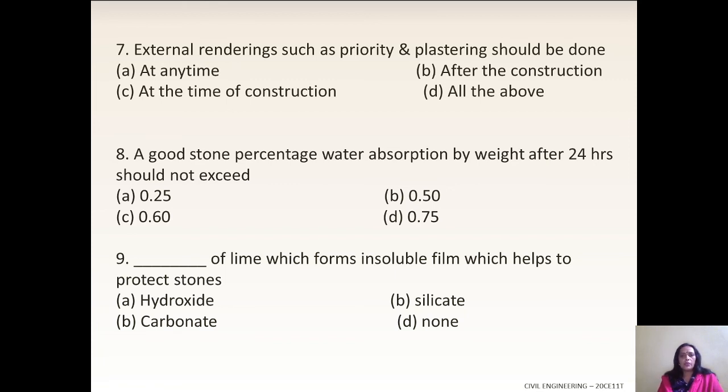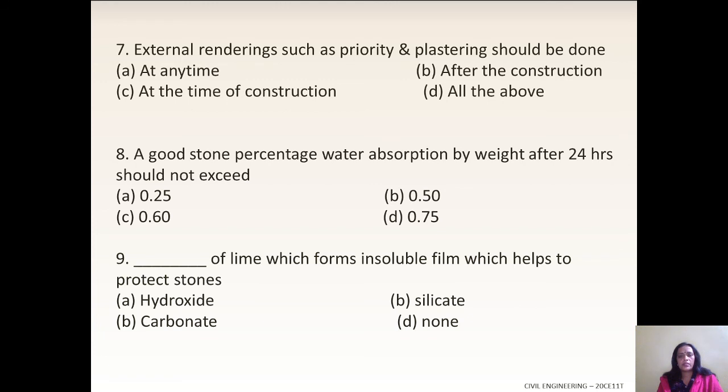A good stone, percentage water absorption. For a good stone, the water absorption test is done for 24 hours usually. For a 24 hour duration, the percentage of water absorbed by the stone by weight should not exceed: A 0.25, B 0.50, C 0.60, D 0.75. So it is 0.60.